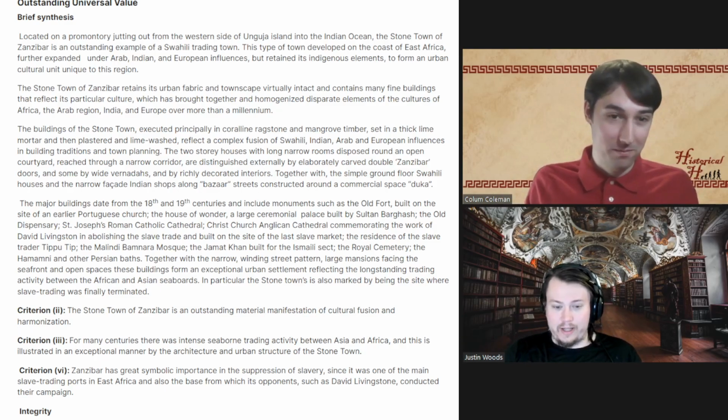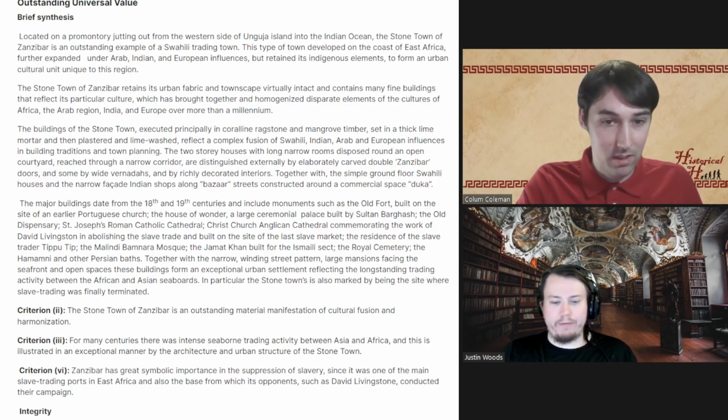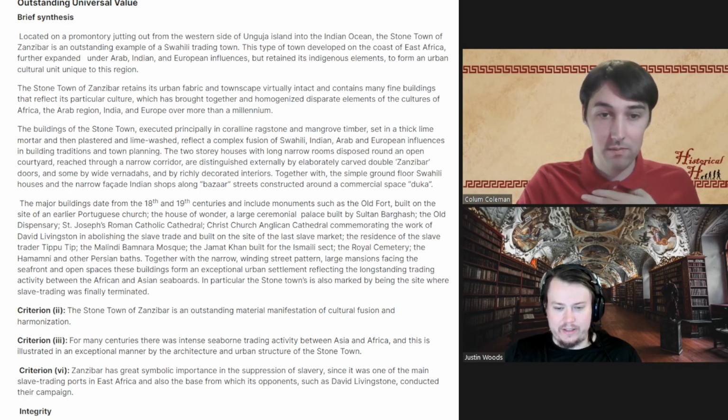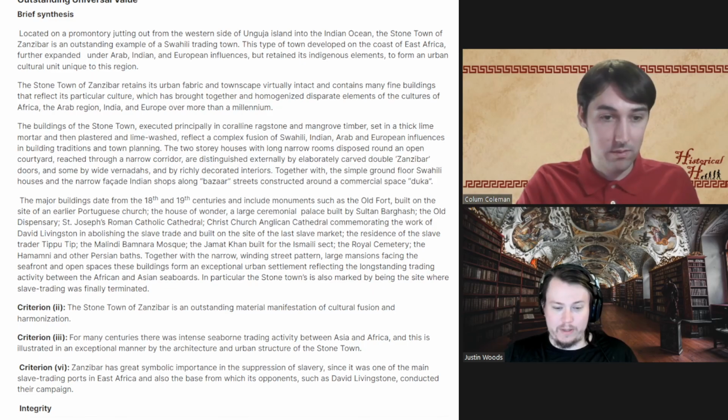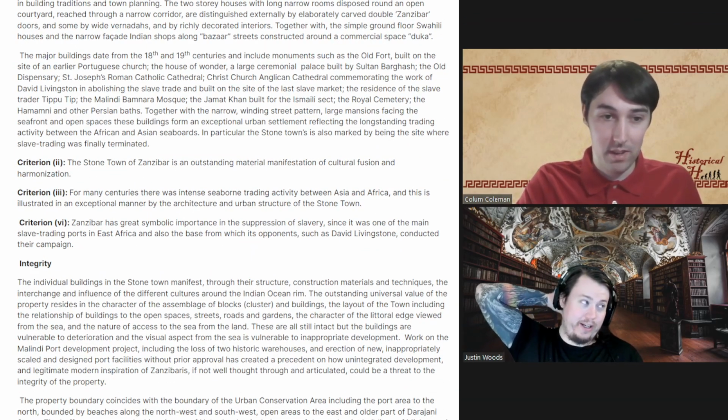The other cool thing, too, is they also have Persian baths there. They have the Royal Cemetery. There's just a lot of interesting blends between African and Asian cultures, influences, and the Stone Town is also marked by being the site where slave trading was finally terminated. So it's kind of this end point too with trading.